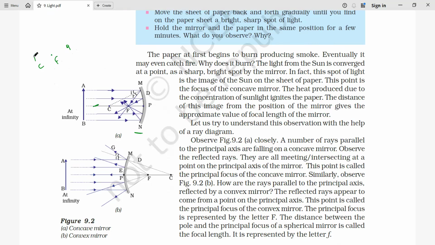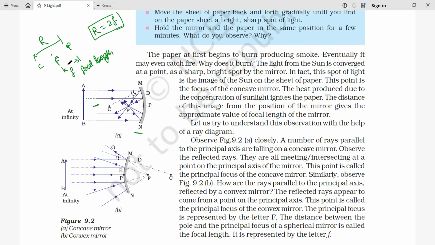So the distance, क्या था distance यहाँ से पोल के बीच में? सेंटर ऑफ कर्वेचर टू पोल का डिस्टेंस क्या है? R. और इन बिटवीन क्या हो गया? दैट इज द फोकस रिप्रेजेंटेड बाय कैपिटल F, and the distance from pole to focus is called the focal length. That is represented by a small f. What is this? Focal length. Since the focus is in the middle of the radius of curvature, we can write R equal to 2f. So this is the important relation between radius of curvature and focus.